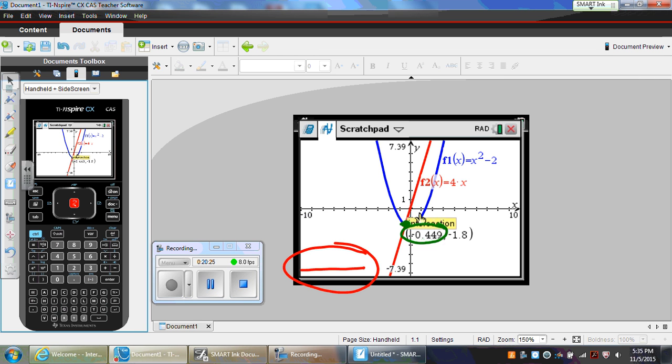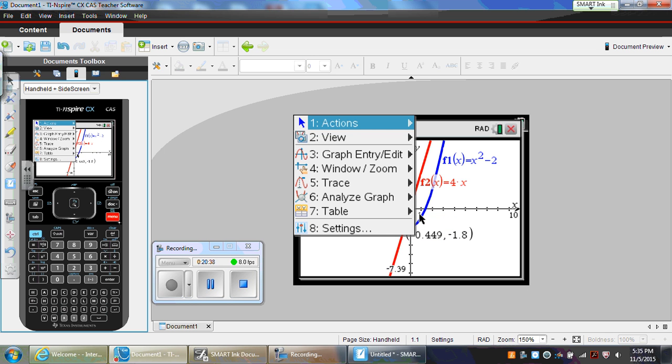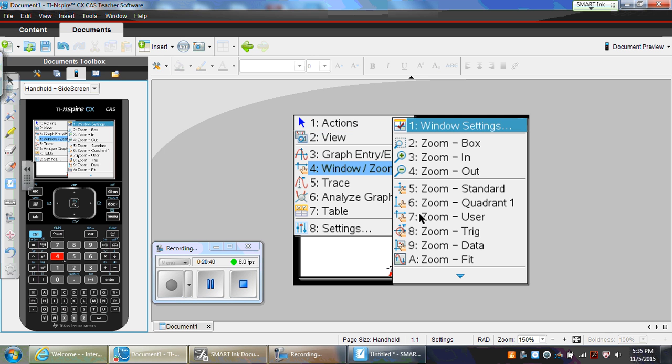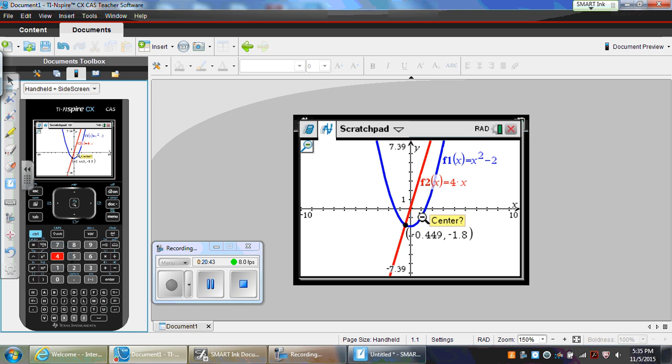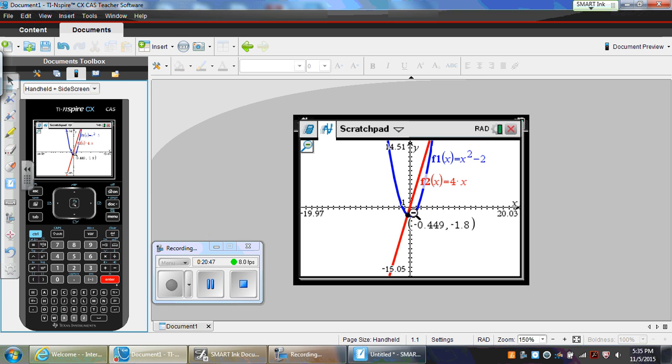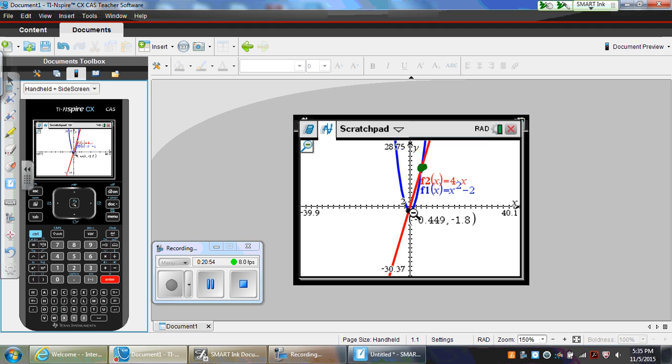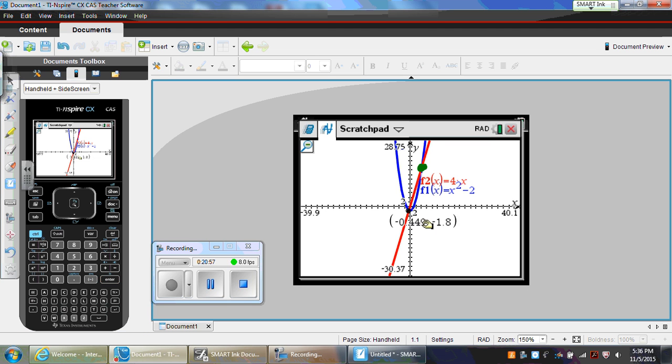Now remember, you could have one intersection or two or none. So this one, it seems to me like it could have one more. Now, I'm not very sure about it, but I can do something. I could zoom out. I'm going to zoom out again. And you can see that there might be another, well, there is another intersection there.